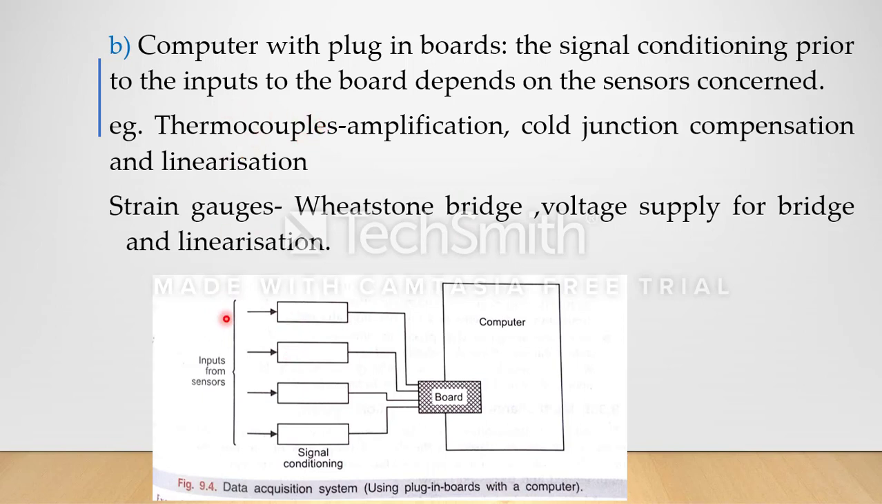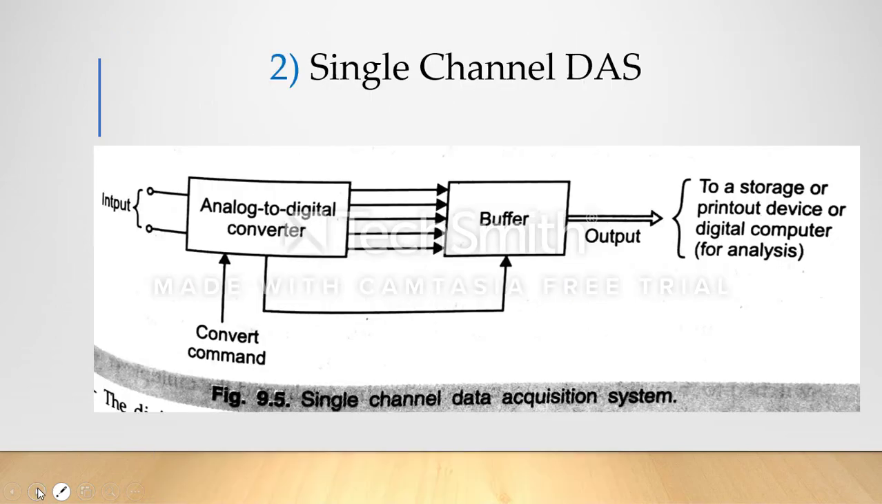If you are using a thermocouple, then we need to amplify the temperature signal, right, and we need to check the cold junction compensation, linearization, all these. So that is the computer with plug-in boards. Each sensor will have different plug-in boards, and that is connected to this board, which is connected to the computer. Okay, those are the two types in automated DAS.